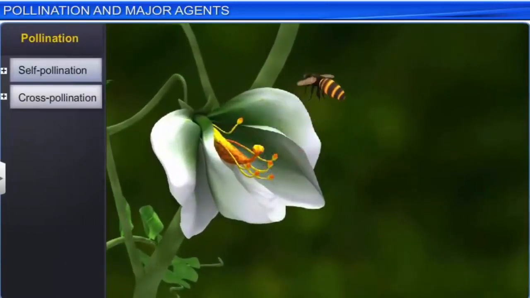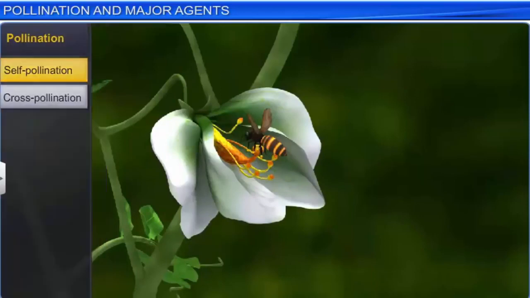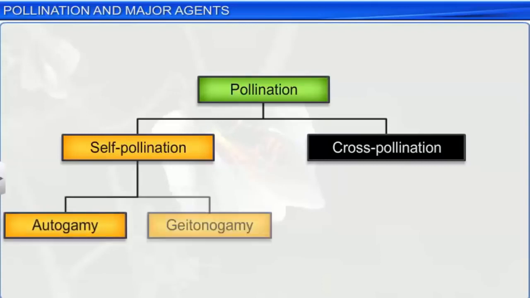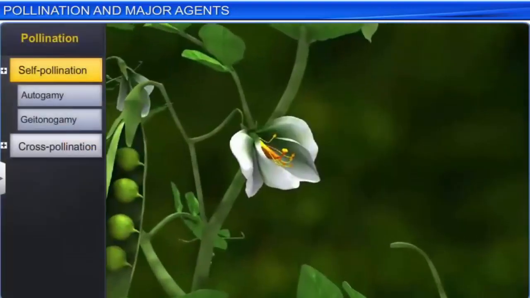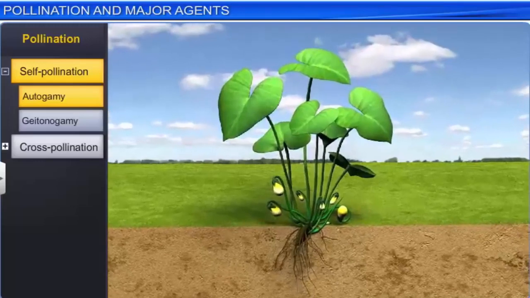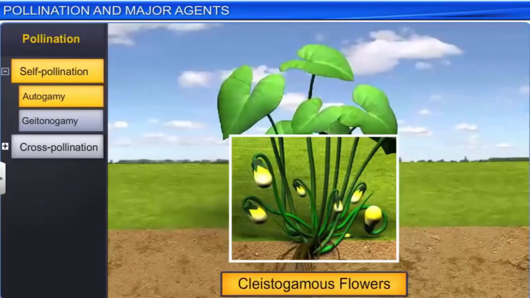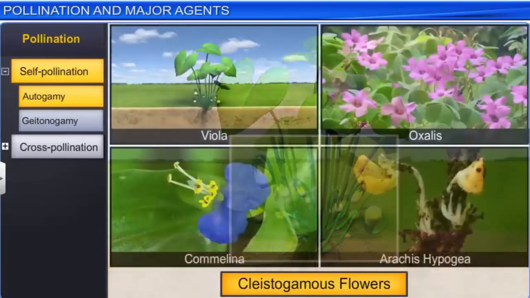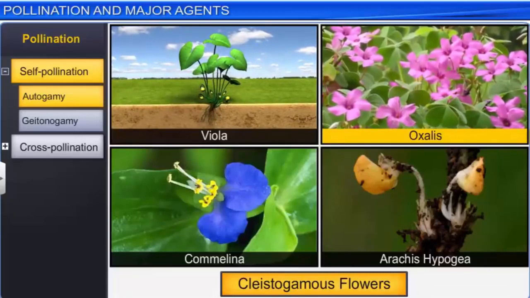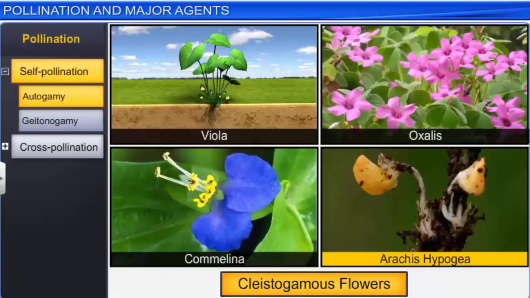When pollination takes place within the same flower or between flowers of the same plant, it is known as self-pollination. In plants, self-pollination can occur either through autogamy or geitonogamy. In autogamy, pollen is transferred from the anther to the stigma of the same flower, and is seen in cleistogamous flowers or flowers which do not open at all, produced by plants such as viola, oxalis, commelina, and Arachis hypogea or peanut.